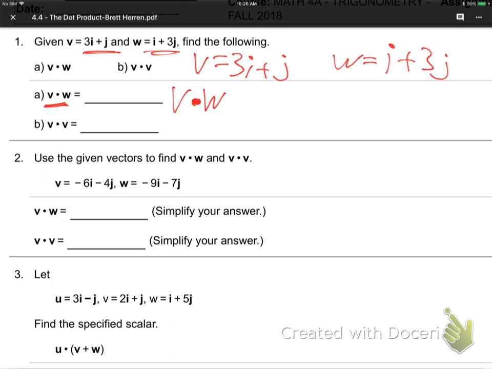So you take vector v, 3i plus j, and vector w, i plus 3j. Whoops. Put it over there. Dotted with i plus 3j. If you had to make up the rules, what would you have them do?